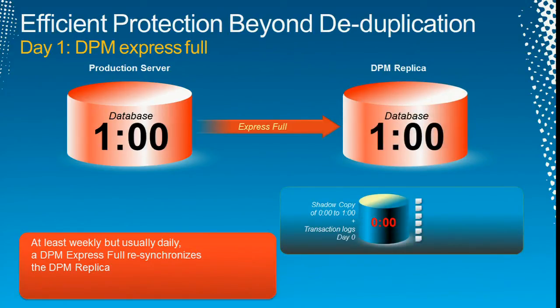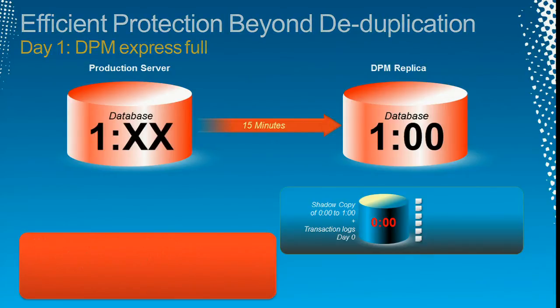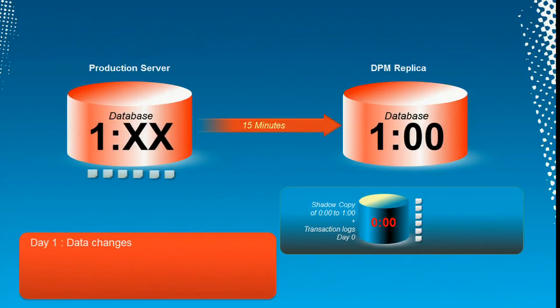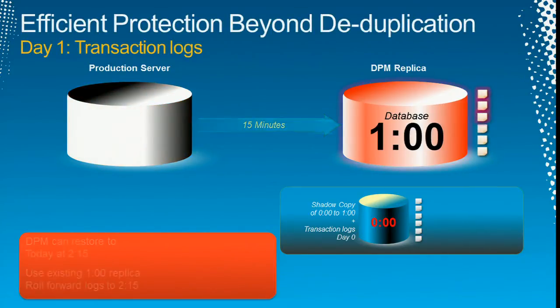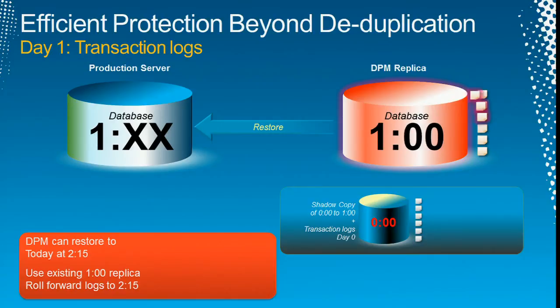But at the same time, I'm keeping the shadow copy of day 0, 12 o'clock, and I get to keep all the logs. And again, if I want to recover somewhere day 1 at a 15-minute point in time, oh, this is the animation for the backup. So now let's do the recovery. We restore the replica again from day 1, and we do the roll forwarding to, let's say, 2:15.